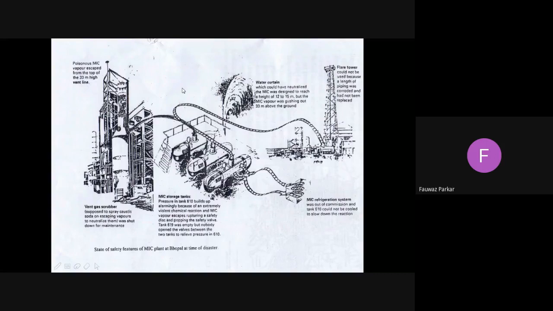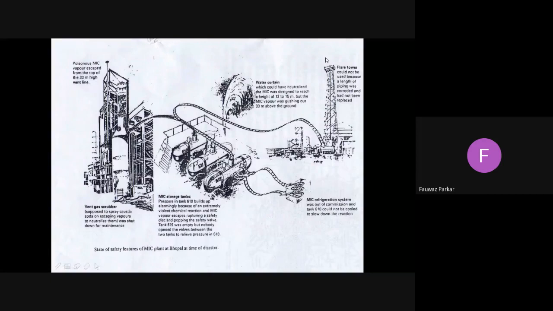Now there was a water curtain. The faulty design also came to the fore after this accident. The water curtain, which should have neutralized the MIC, was designed to reach a height of 12 to 15 meters. But the MIC vapor was gushing out due to the high pressure at 33 meters above the ground. So this curtain was only designed for 12 to 15 meters. If it had been designed for a greater height, maybe this accident would have caused less harm.